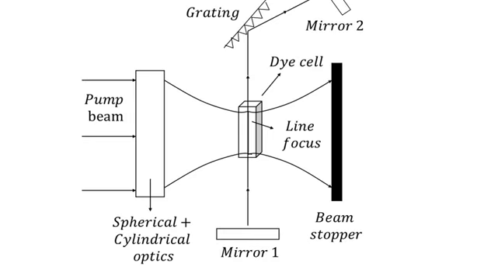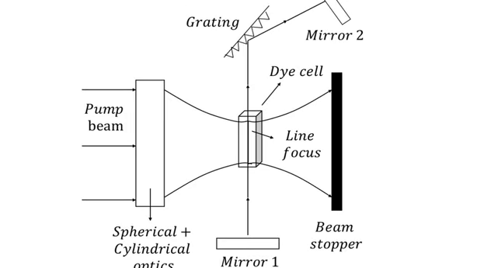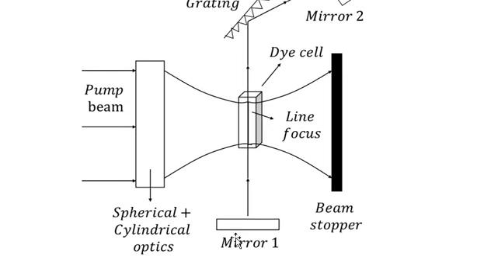So you can see over here, let me show figure mirror one. This is mirror one. This is the beam spot with a beam stopper. And this is the pump beam coming and being focused as a line beam on the dye cell. You see that this is actually a spherical plus a cylindrical optics contained in this box, and this is focusing as a line focus on the dye cell.